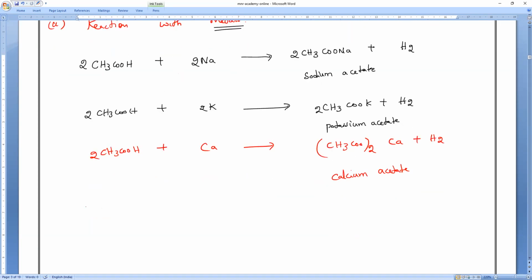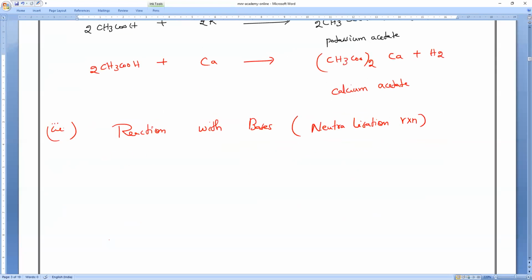Next one, reaction with the bases. We all know that acid will react with the base. What do we call that reaction? Acid reacts with the base. Everybody, it is a neutralization reaction. Okay, so that is what it is. For example, you can take this.